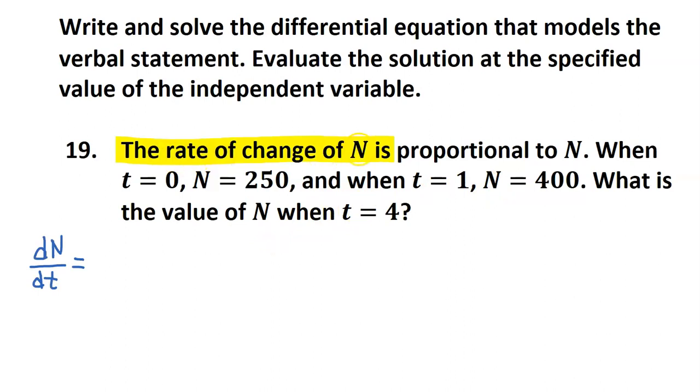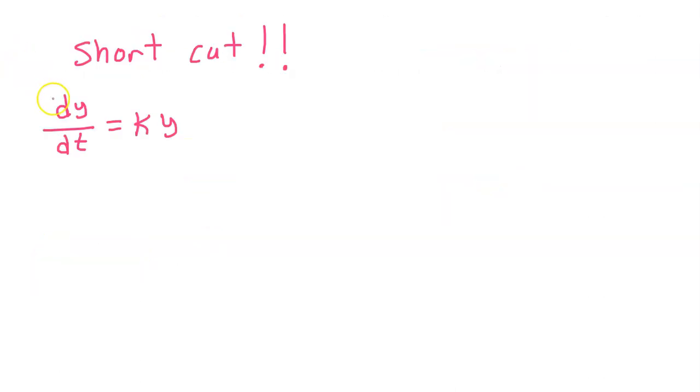The rate of change of n means dn/dt. When something is proportional to n, it means it equals k times n. Side lesson, I want to teach you a major shortcut here. It's about when the rate of change of a quantity is proportional to itself. I'm going to show you how to jump straight to the solution. It's like magic. You're going to love it.